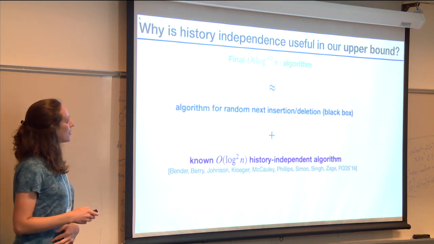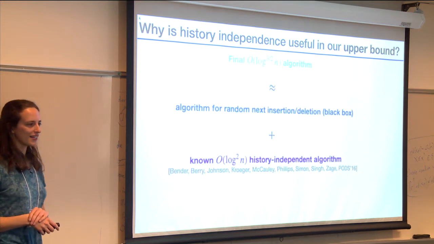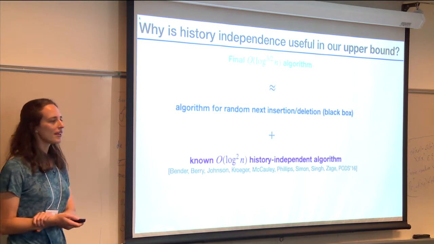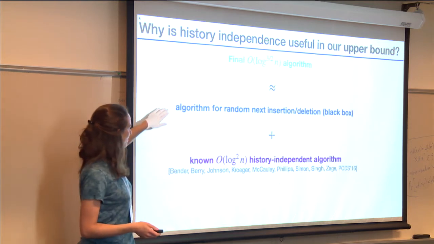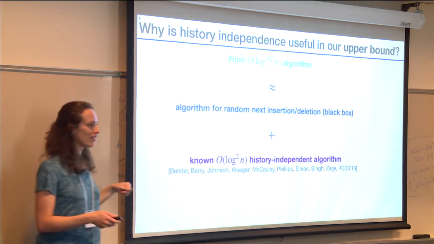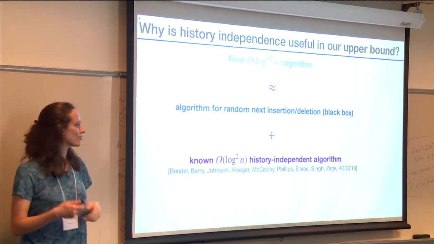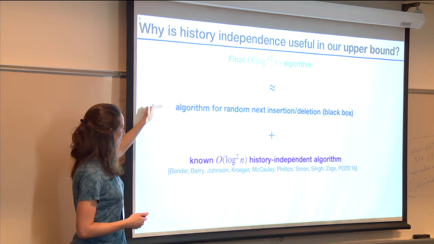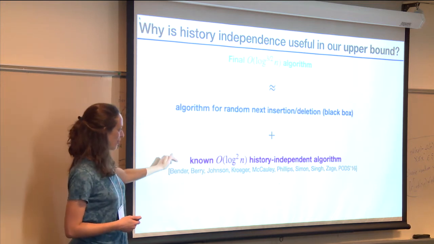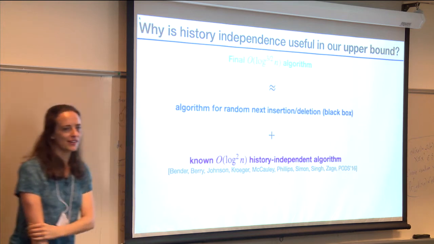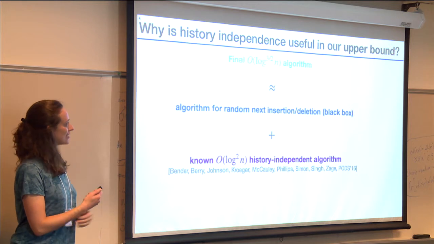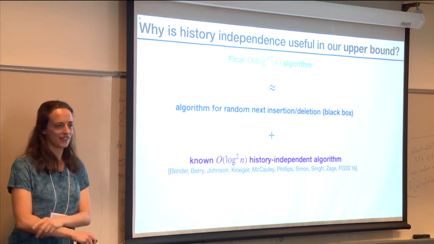Okay, so the summary of this is that, roughly speaking, the final log to the 3/2 n algorithm is a combination of the algorithm that handles the case where you have a random next insertion, which was the black box from before, and the known log squared n history independent algorithm. By combining those, you get, roughly speaking, the log to the 3/2 n algorithm.